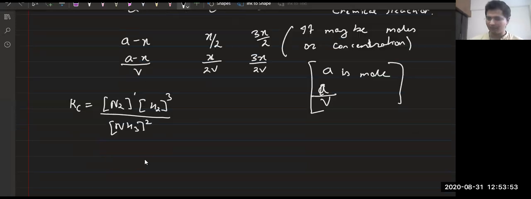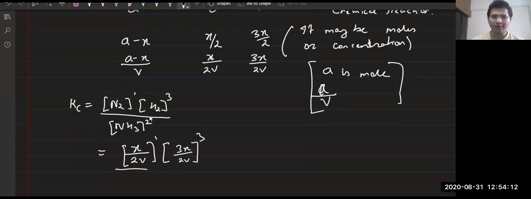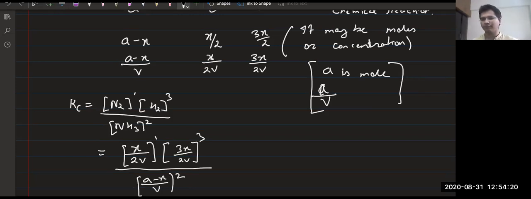Now we know, what is the concentration of N2? It is X by 2V, so X by 2V to the power 1. What is H2? It is 3X by 2V to the power 3, divided by, what is this? It is A minus X by V to the power 2. Agree, everyone? Anyone have any doubt till this point? No? Very good everyone, very good.